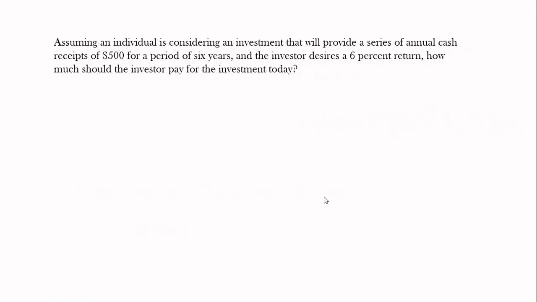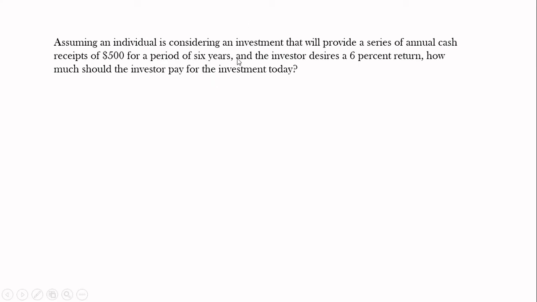Now let's move forward. Assume an individual is considering an investment that will provide a series of annual cash receipts of 500 for a period of 6 years, and the investor desires a 6% return. How much should the investor pay for the investment today? Okay, now from the last question we can identify that it's a present value math, right? Because they want to know how much you should invest today, so the present value of the future cash flow. So we get it. Now we have to identify whether it's an annuity due math or ordinary annuity math.